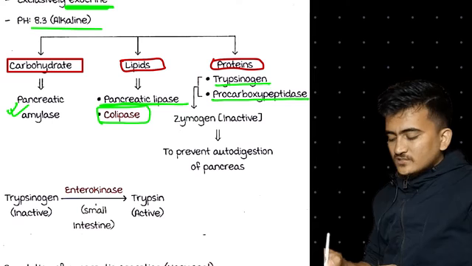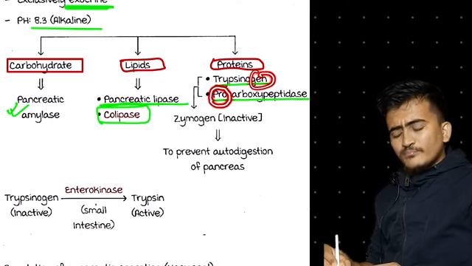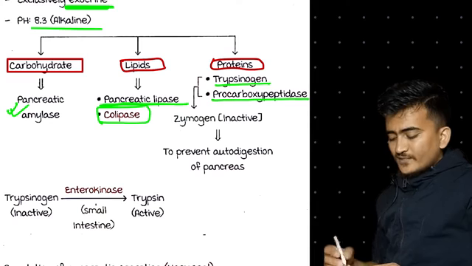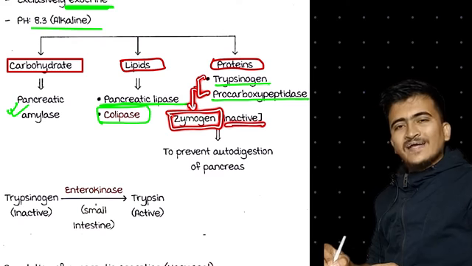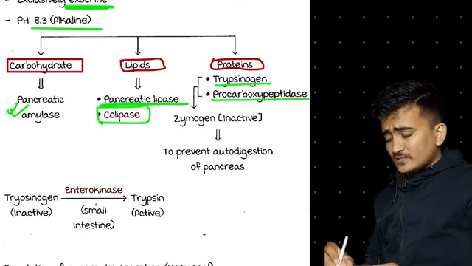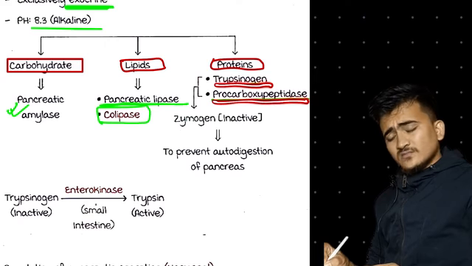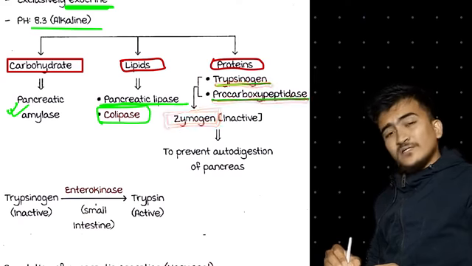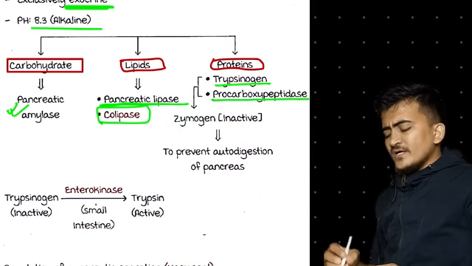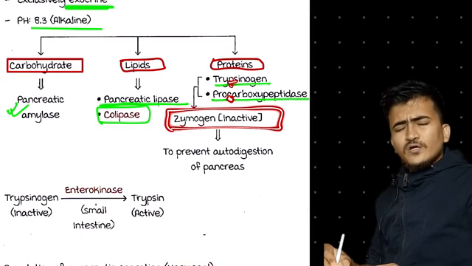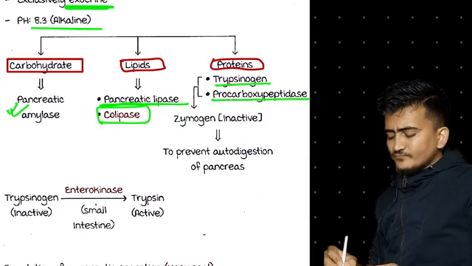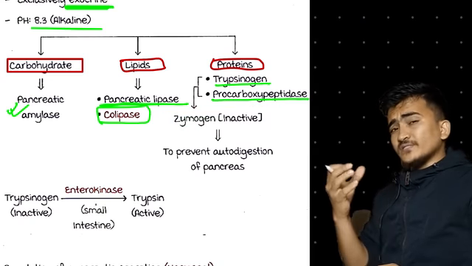I have said earlier, gen means inactive, and if something has pro in front, then that will also be inactive, right? Now what are these things called? These things are called zymogens, and zymogen means inactive. In a nutshell, trypsinogen and procarboxypeptidase are called zymogens. Now why are these present in inactive state in the pancreas? Because if they were present in active state, there may be auto digestion, right? So to prevent that auto digestion, they are present in inactive form.